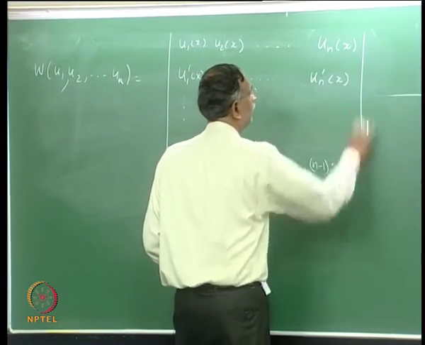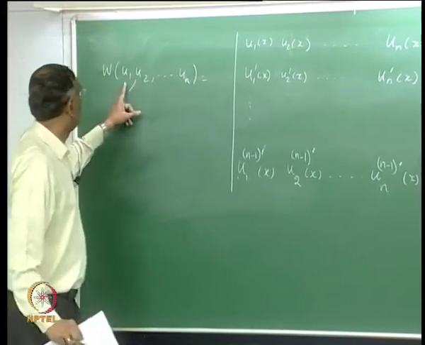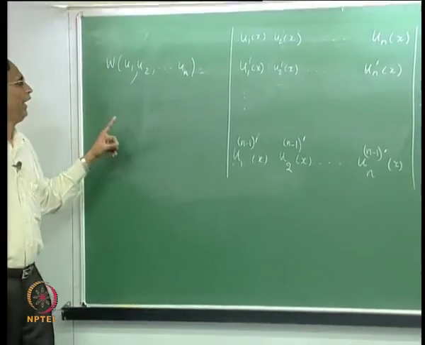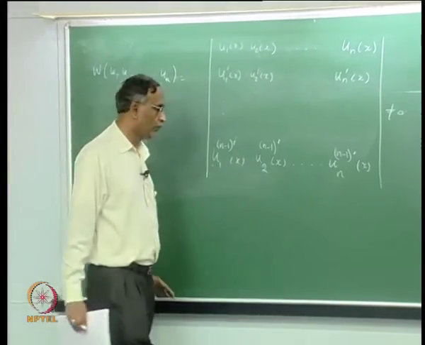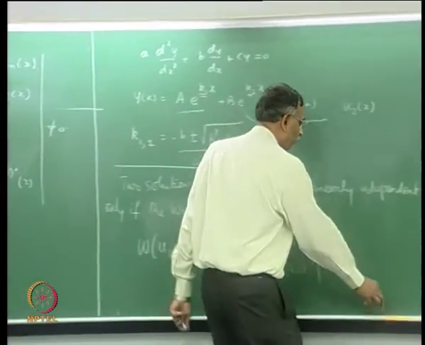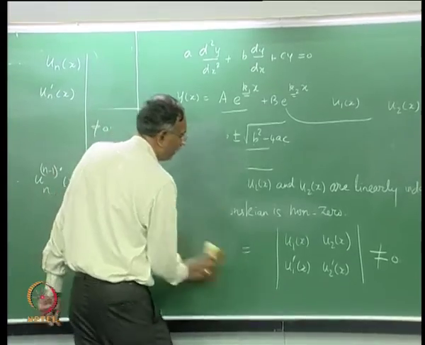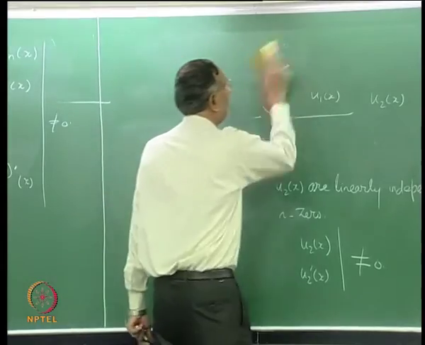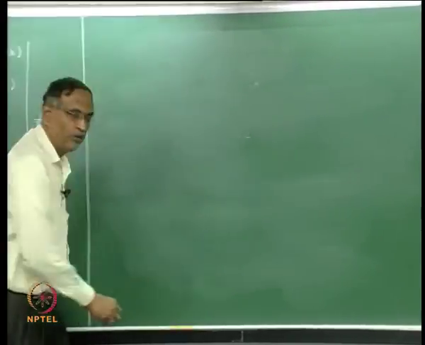This determinant should be non-zero if the functions u1, u2, un are solutions of a differential equation and are independent. This condition will be satisfied, okay. So this is something to remember. Now let's check some of the solutions that we have had for both the homogeneous and the non-homogeneous differential equations and verify whether the Wronskian is actually non-zero.